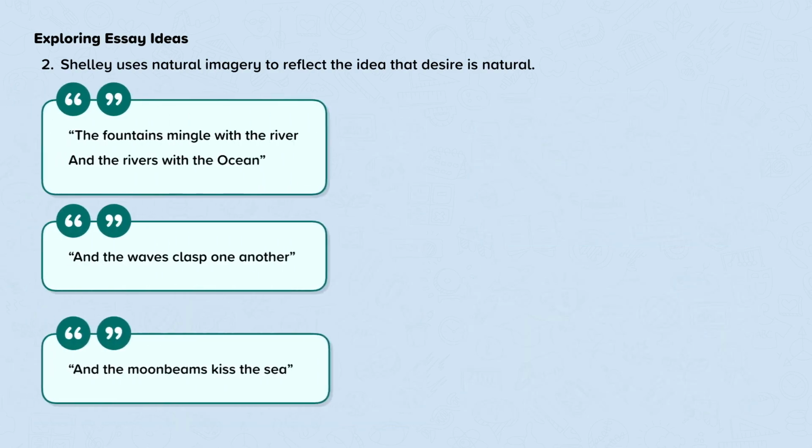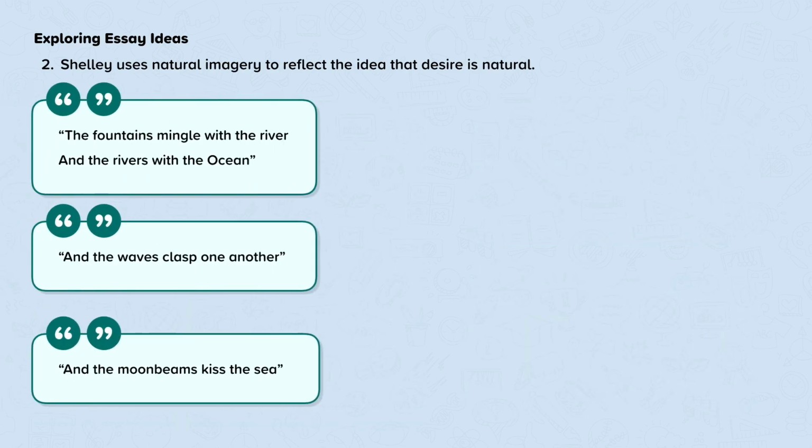Now, we're going to continue looking at the second main essay idea. We're going to analyse the language in the key quotations at the side of your screens. We have already looked at the first quotation together. The fountains mingle with the river, and the rivers with the ocean. Let's look at two more quotations now. And the waves clasp one another, and the moonbeams kiss the sea.